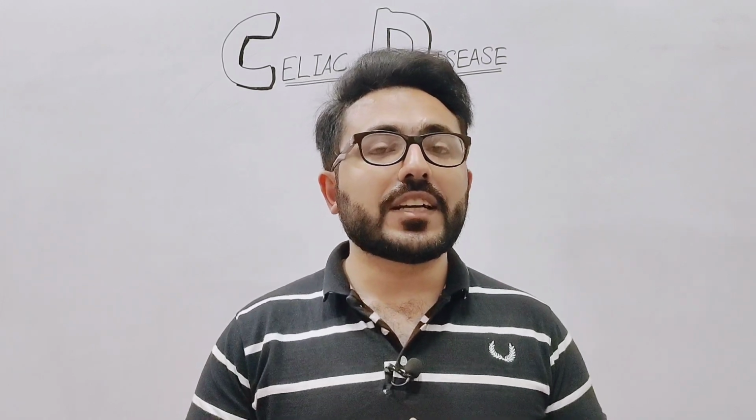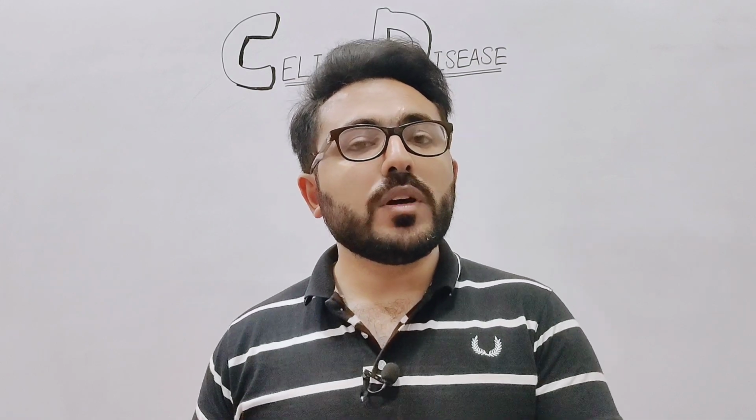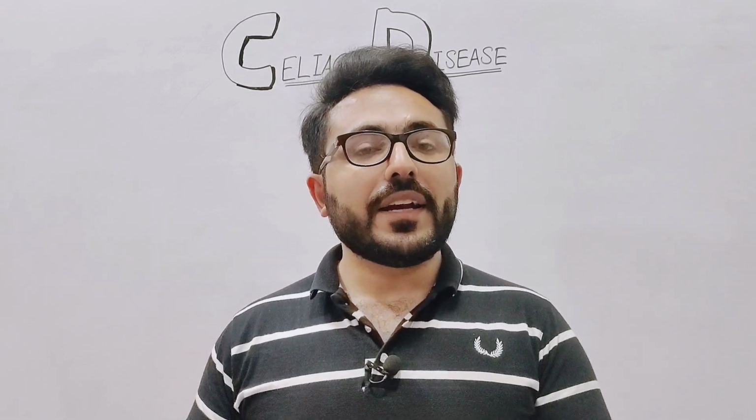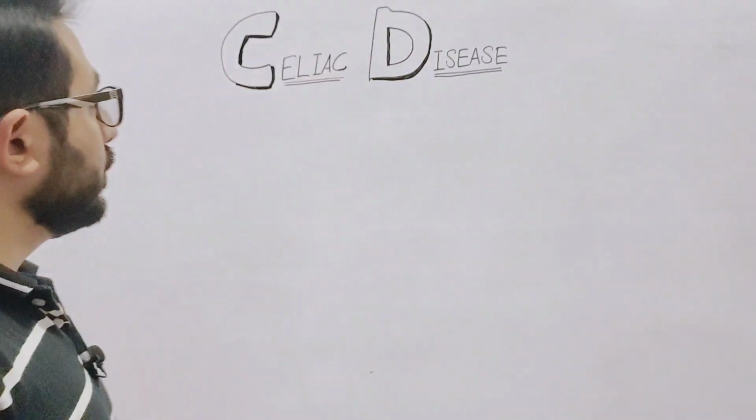Celiac disease is an allergic condition, an allergy to gliadin proteins present in corn and wheat. Basically, it's a gluten-sensitive enteropathy. So, what is celiac disease?